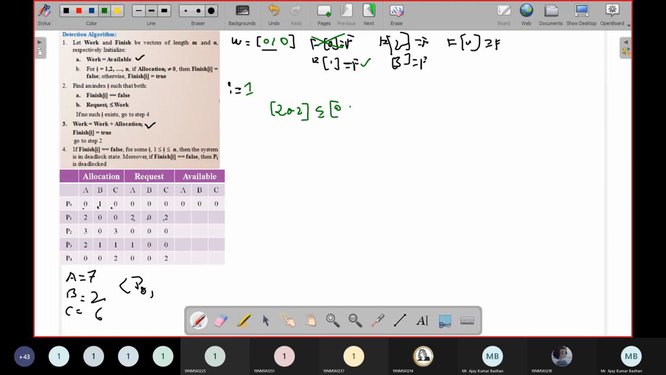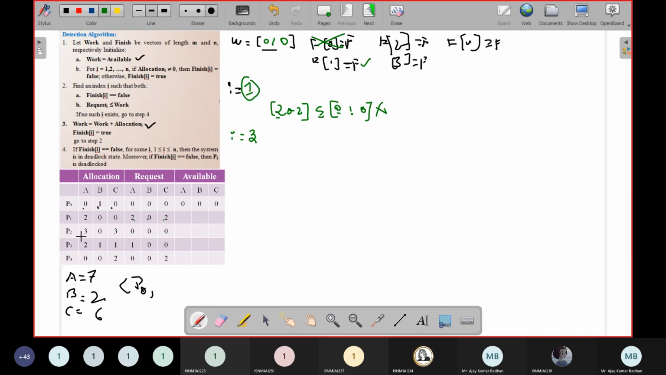0, 1, 0. But this time the condition fails, because this particular process P1 requires 2 instances of A, but we don't have 2 instances. We don't have any instances. Coming to B, it requires 0 instances, but we have 1. It doesn't require a B instance, but it requires C. How many? 2. But C we don't have. So finally this condition fails. Then we'll skip to the next one. So we are asking this particular process P1 to wait until we have sufficient resources.